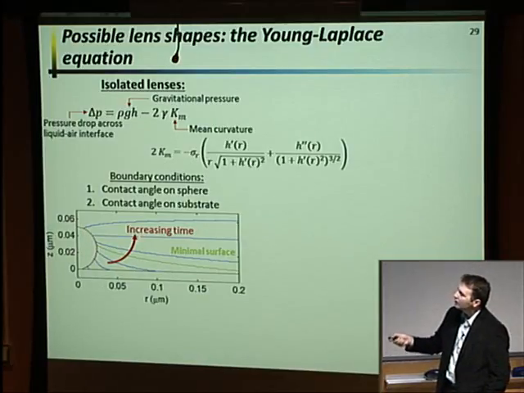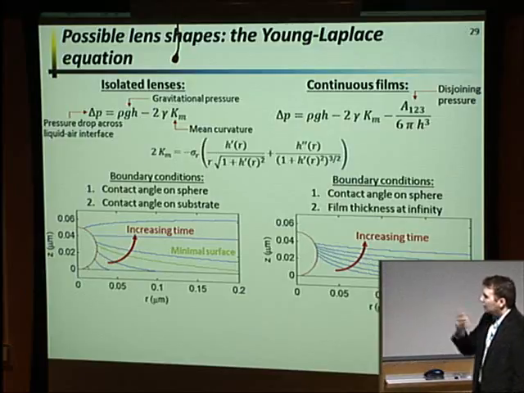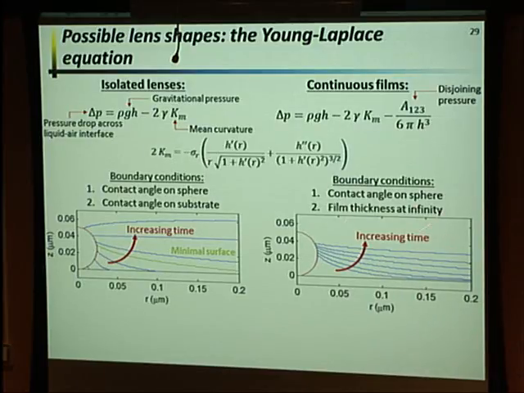And the reason why we get a lot of different solutions is we don't necessarily know what this delta P is. This is essentially a parameter, and this corresponds to the size of the lens as it's growing in time. So on the other side of things, we can look at these continuous film nanolenses. The equation we're using is pretty similar. So again, it's this Young-Laplace equation.